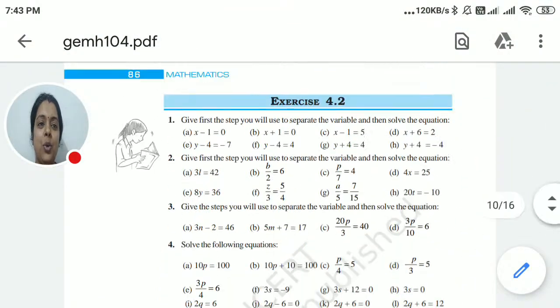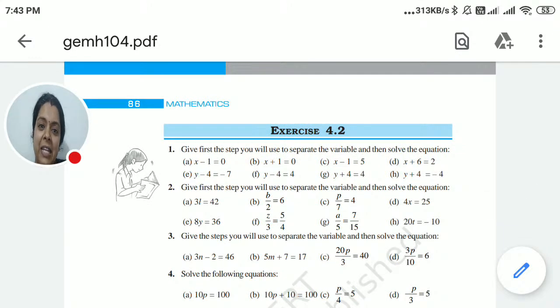Right? So what you are doing? It's a very simple one. Go for the step and solve it. Right? So we went through question number 1. I hope you don't have any doubt.